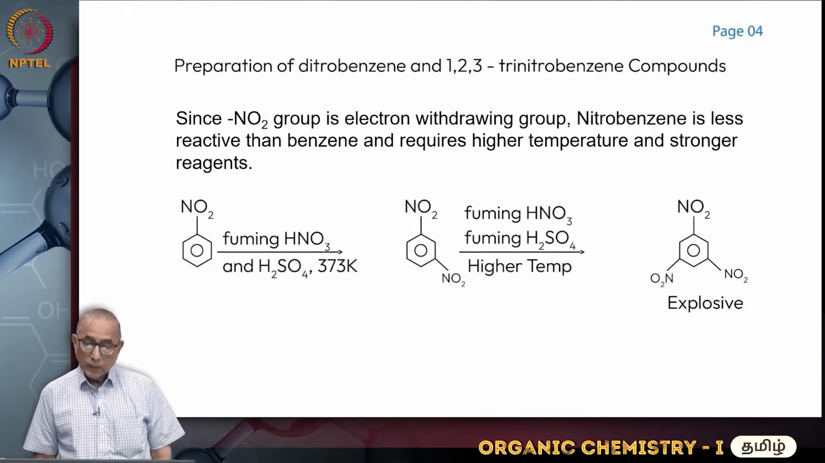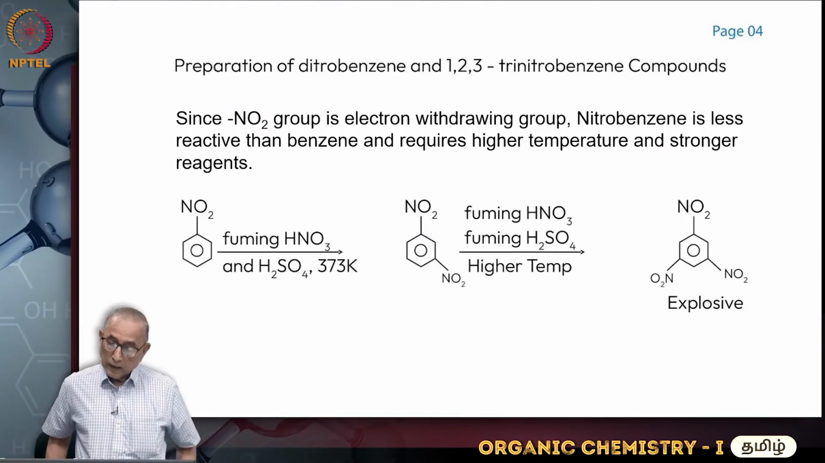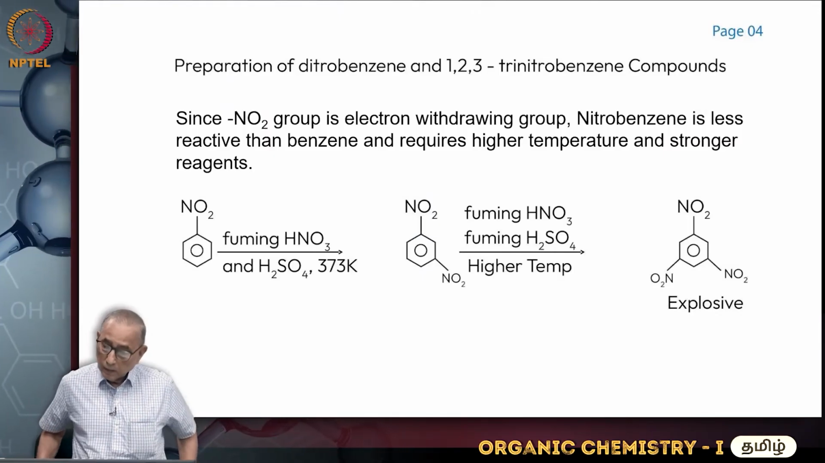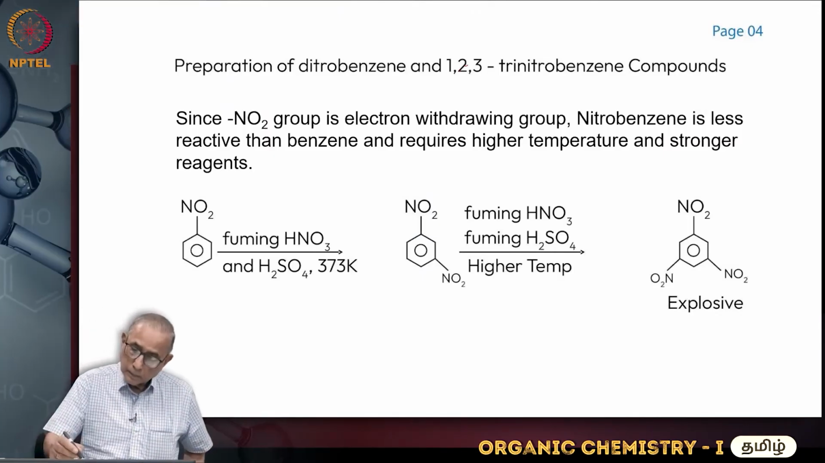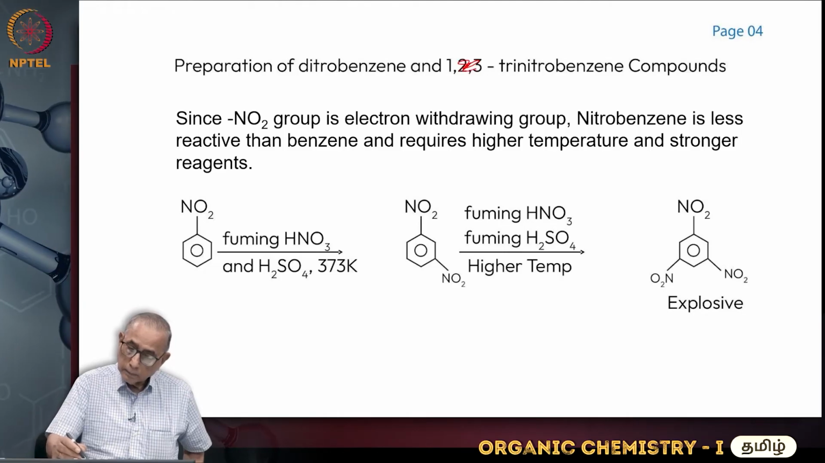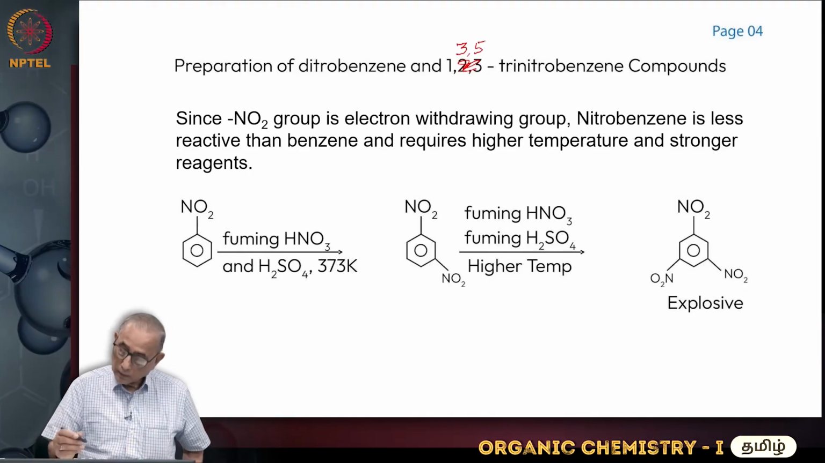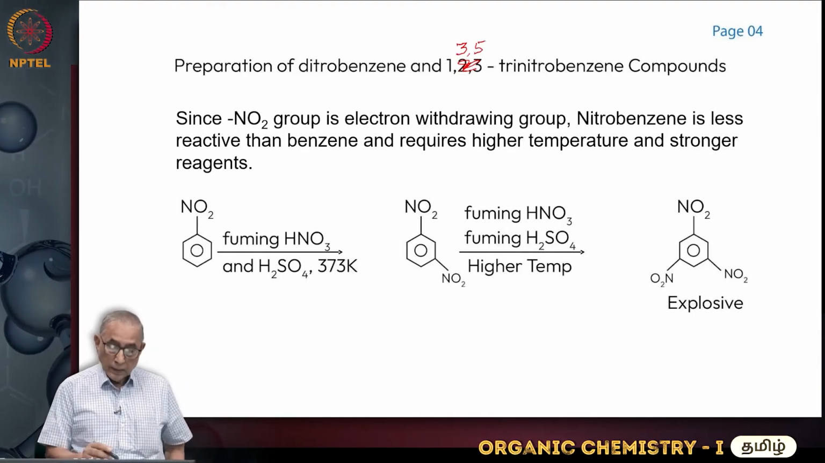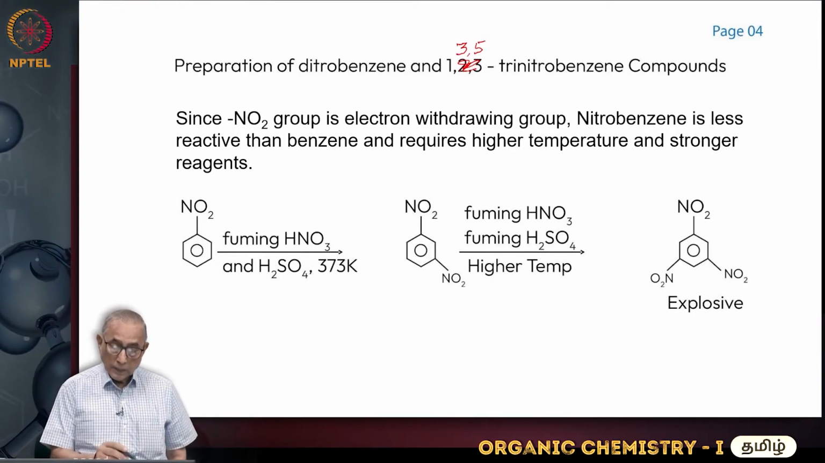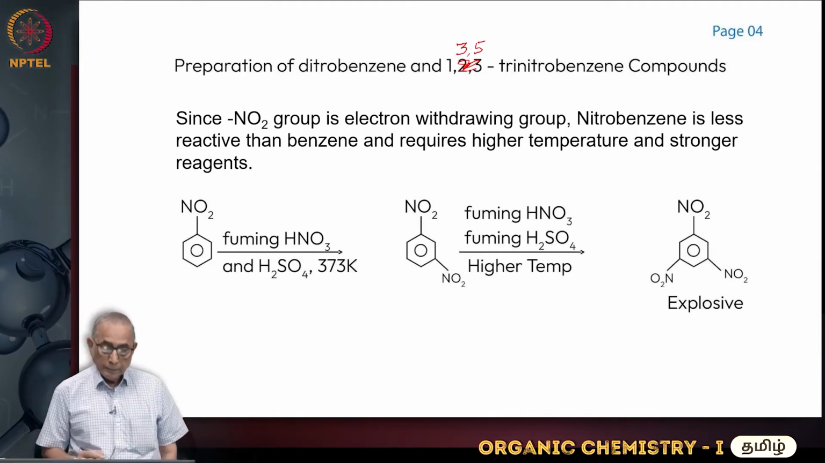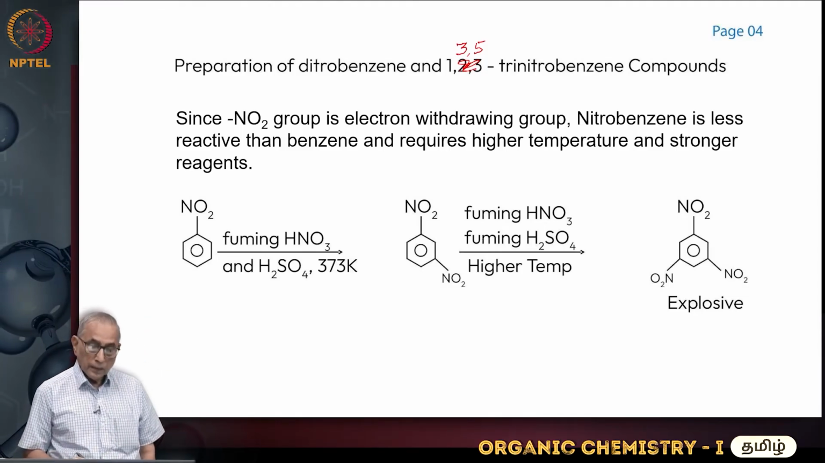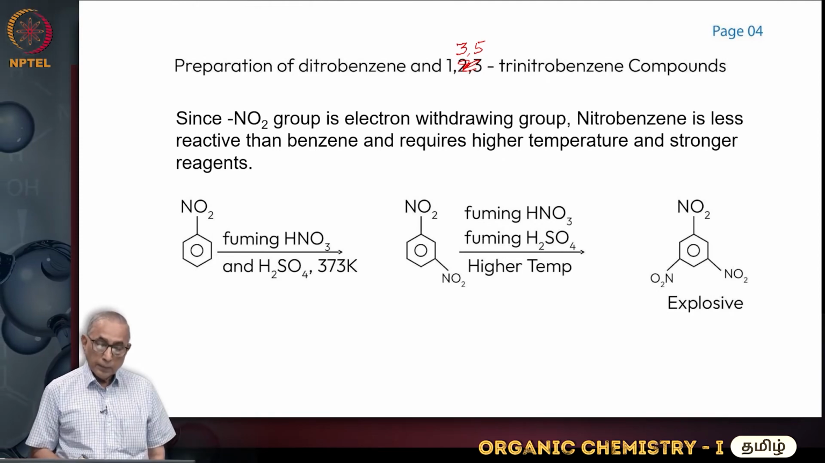Preparation of dinitrobenzene and 1,3,5-trinitrobenzene. The nitro group is electron withdrawing. Once you attach the nitro group, the benzene ring will become less reactive.